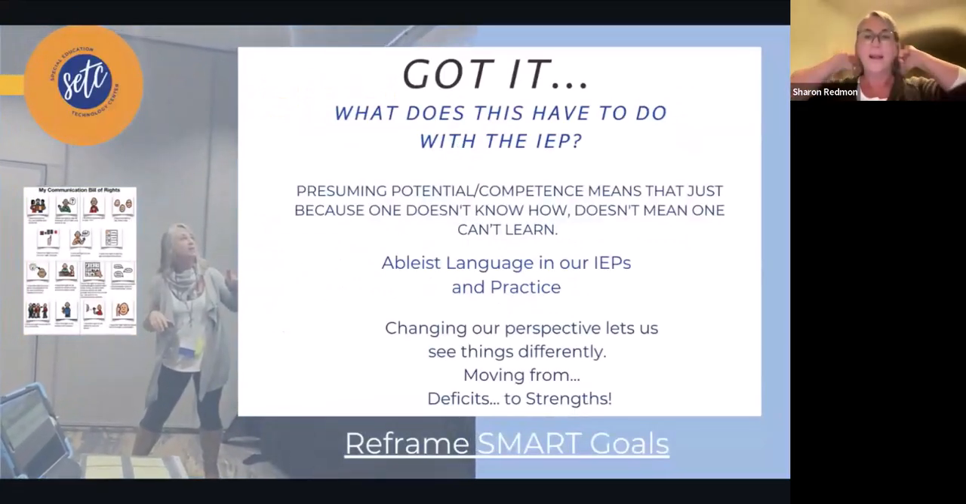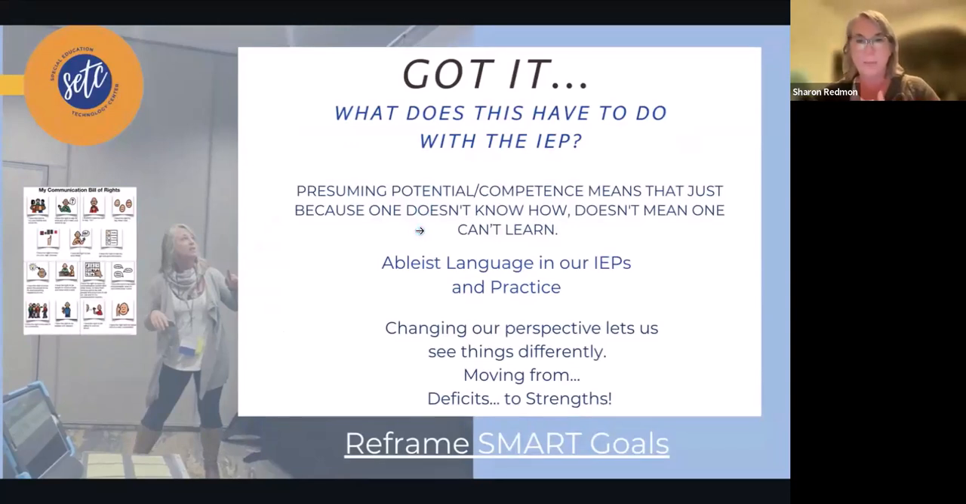what do we do with that, right? So we know now that we want to take a look at presuming that potential, right? Changing that perspective really helps us see things differently. So moving from that deficit language, taking a look at the IEP, taking a look at some of the IEP goals that we've written. I have written some doozies, some real bad IEP goals, right? And I just didn't know that I should be looking for these things.